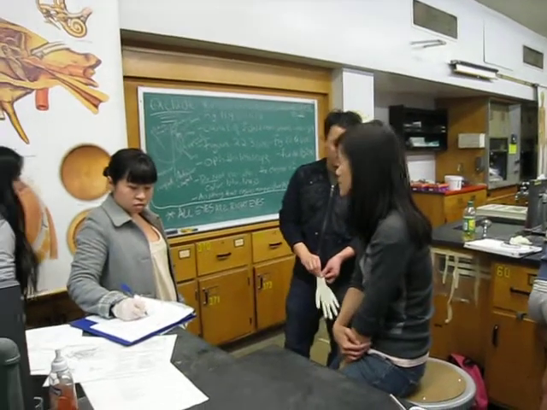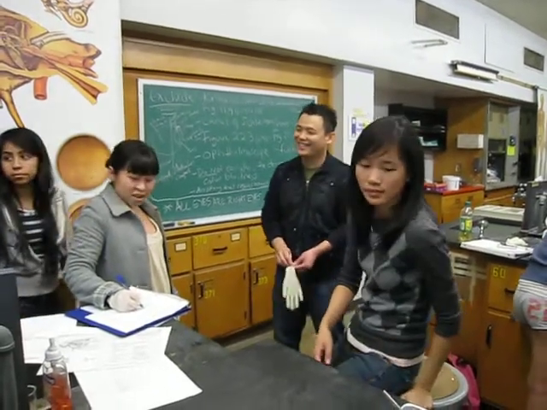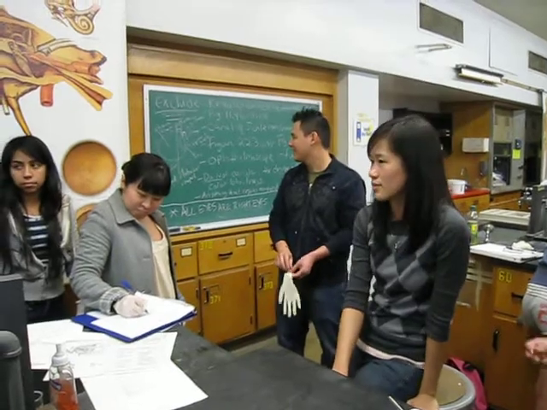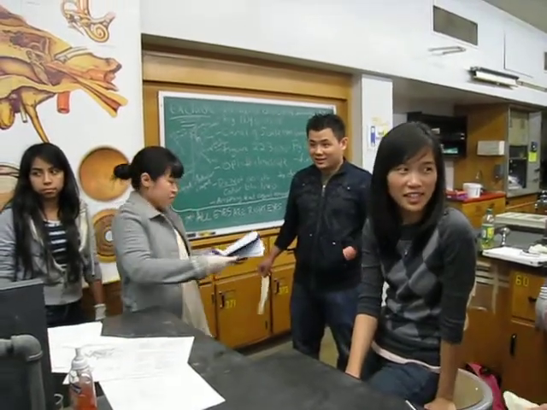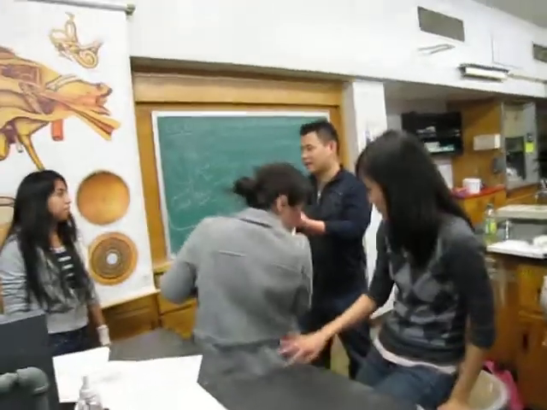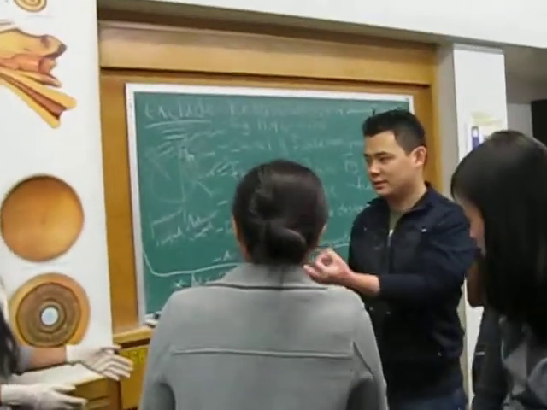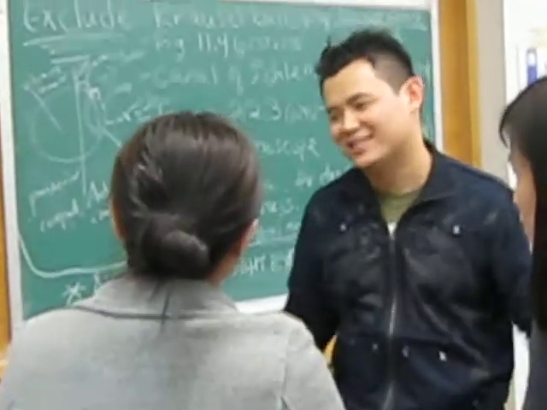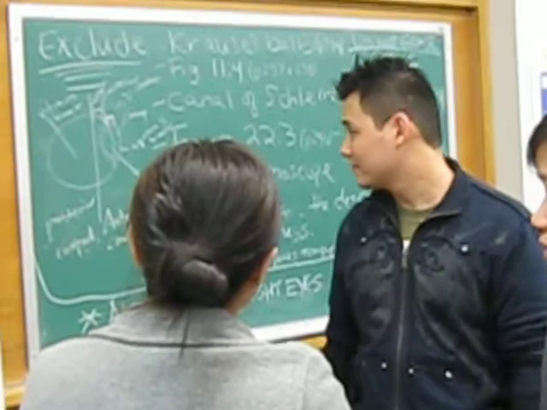Alright, the lens. Give me the shape of a lens. It's like a sphere, kind of concave.